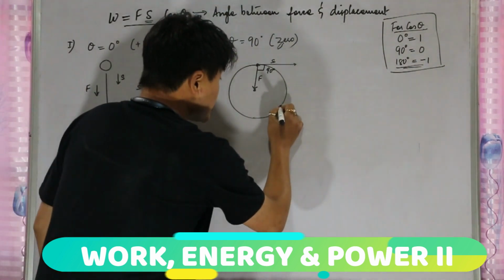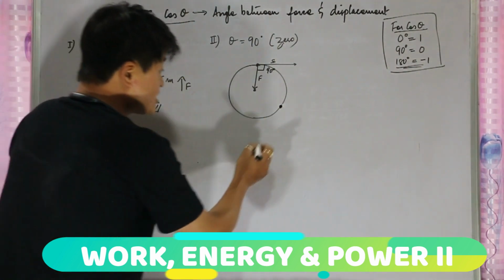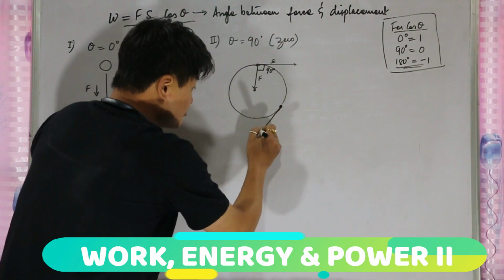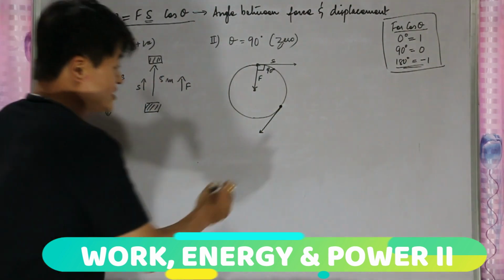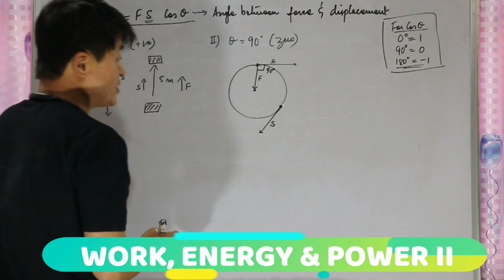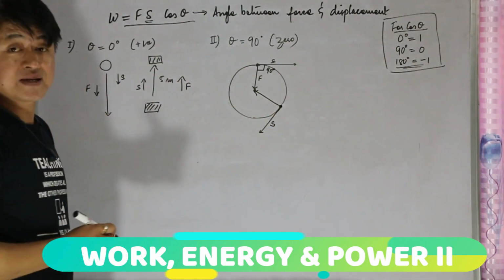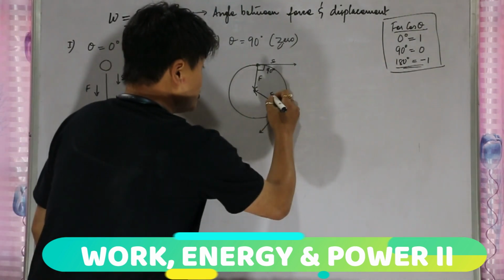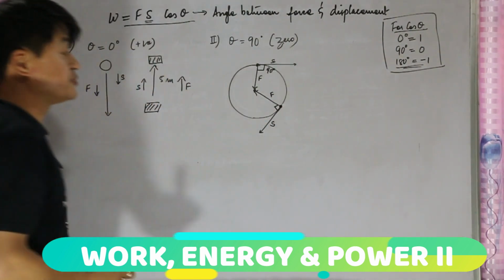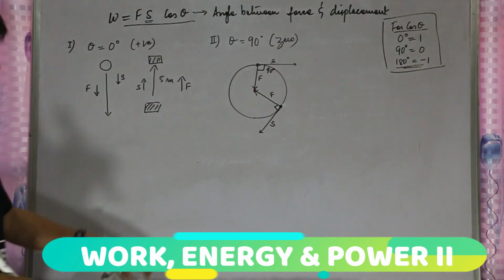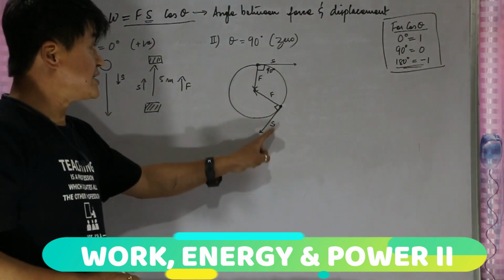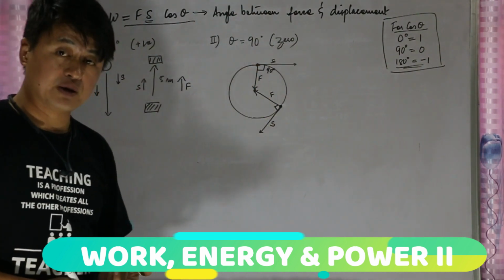At every point in a circular path, the displacement will be along the tangent we draw at that point, and the force always acts towards the center. So the angle between them is 90 degrees. When the angle between the force and the displacement is 90 degrees, the work done will be 0.